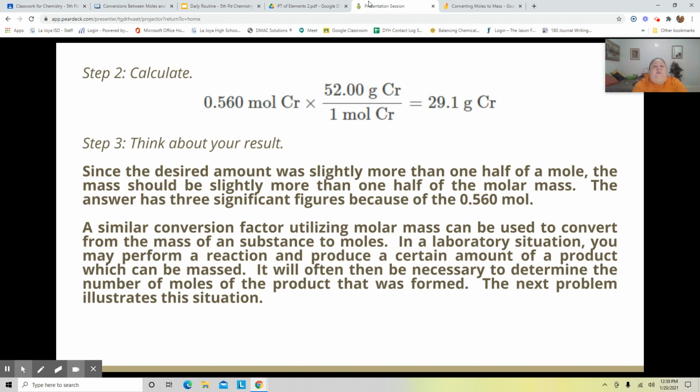So what are you going to do? Well, you're going to do the opposite, right? We multiply to go from moles to grams, right? Well, if we go backwards, we're going to divide, right?